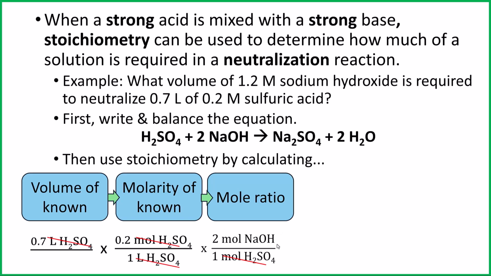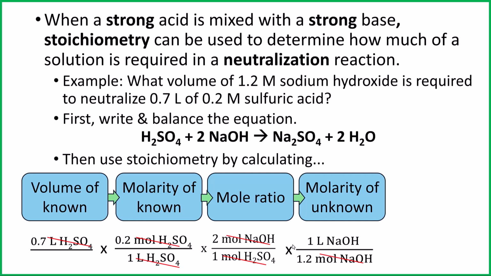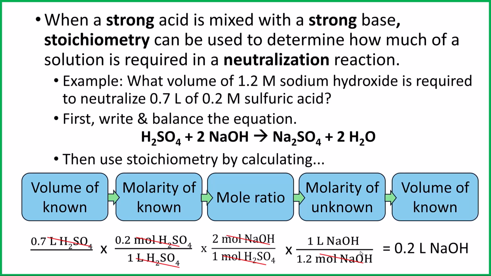And then now we are at our unknown substance. We're going to use the molarity given in the problem here of the unknown substance. And so we have 1.2 moles per 1 liter. We know that because we have 1.2 molarity. So now we know the volume of the sodium hydroxide, our unknown solution, and we just multiply across, divide by the bottom, and we end up with 0.2 liters of sodium hydroxide. So if we had 0.2 liters of sodium hydroxide that was 1.2 molar, that would allow us to neutralize this amount of sulfuric acid.